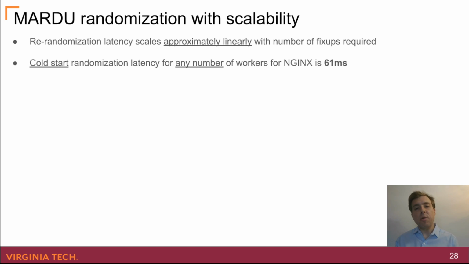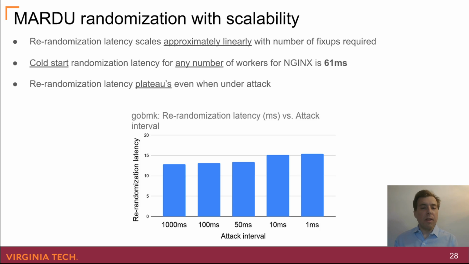In addition, it's important that a defense is scalable even when under heavy attack. Therefore, to stress test MARDU, we also evaluated it under a simulated attack scenario, varying how often re-randomization was triggered. As we can see in the figure, even for GAB-MK, a benchmark with a larger number of fix-ups, the re-randomization latency stayed close to 15 milliseconds for all intervals. For more scalability evaluation, please refer to the paper.